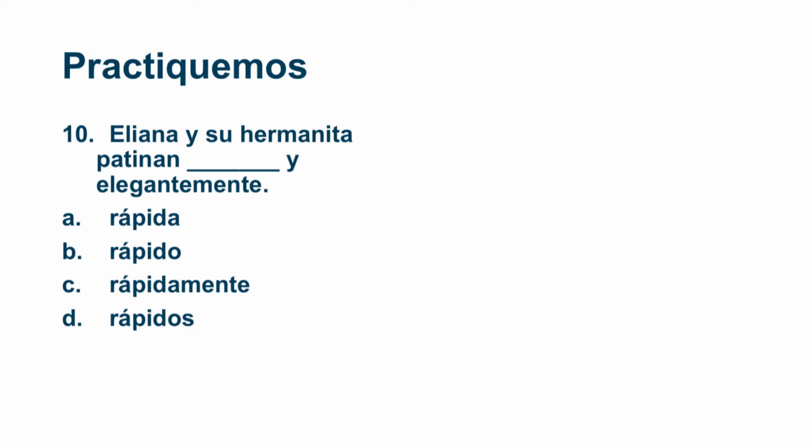In this one, you're going to make a comparison using adverbs, comparing speed and elegance. Let's see an example. Eliana y su hermanita patinan. Rápidamente no, because elegantemente ends with mente. Rápidos doesn't work. So, rápido or rápida. When you have two adverbs, you're going to prefer the feminine form.